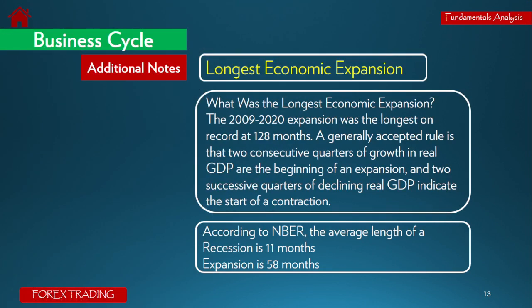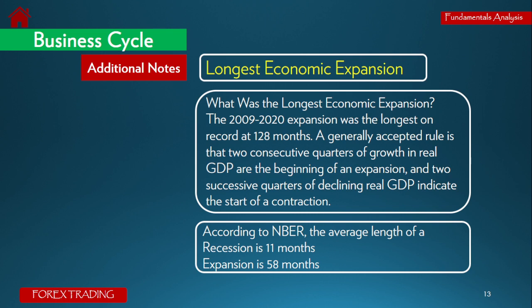So some additional notes about the business cycle. The longest economic expansion period we have experienced is just recently, from 2009 to 2020. It was the longest expansion period, about 128 months. The generally accepted rule is that two consecutive quarters of growth in real GDP are the beginning of an expansion, whereas two successive quarters of declining real GDP indicate the start of a contraction.